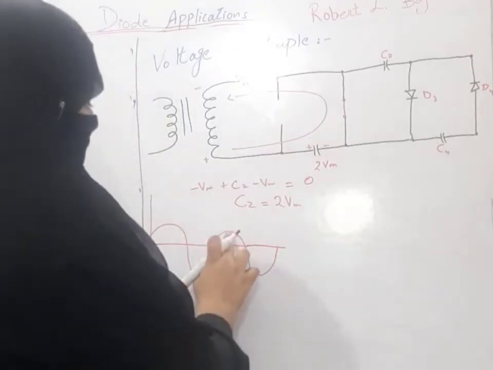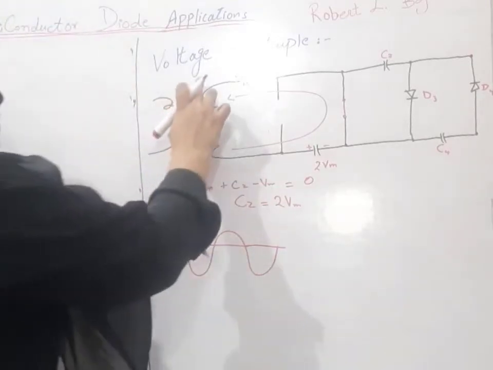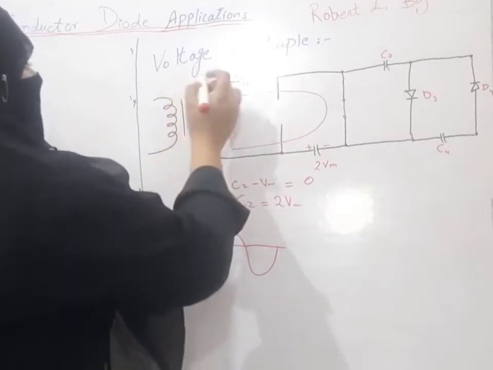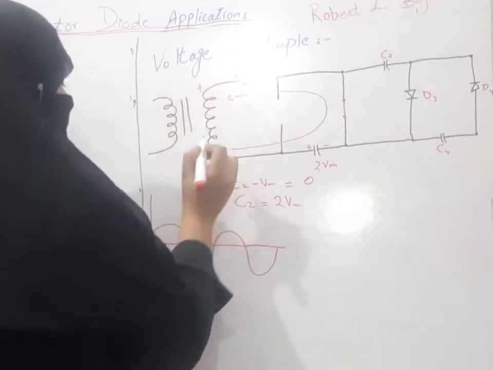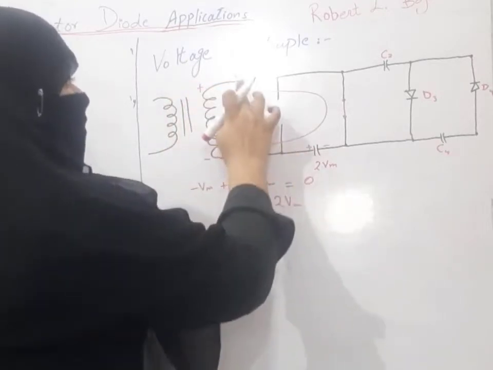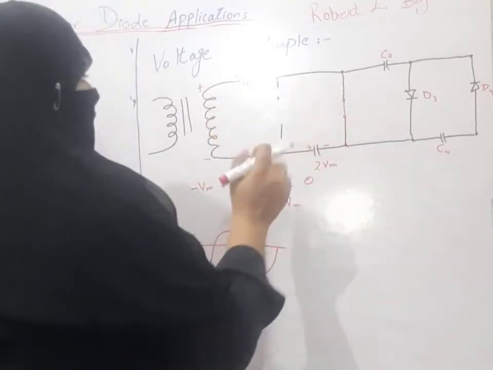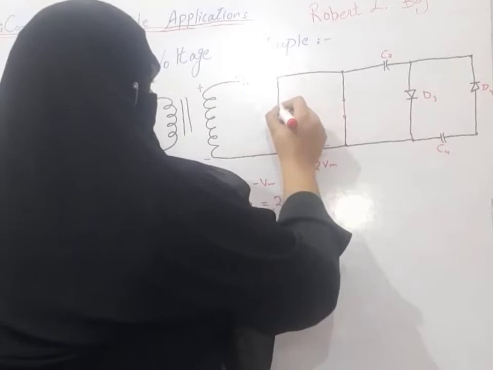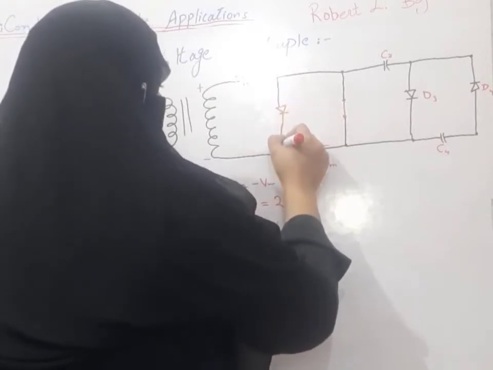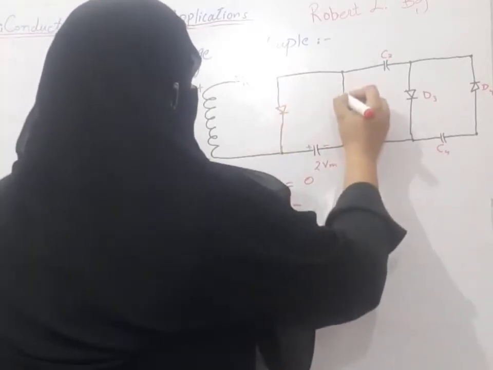Now again for the positive half cycle, there will be positive and there will be negative. The polarity of the capacitors will not change. For the positive half cycle again, our diode is in this condition and this diode is in this condition.